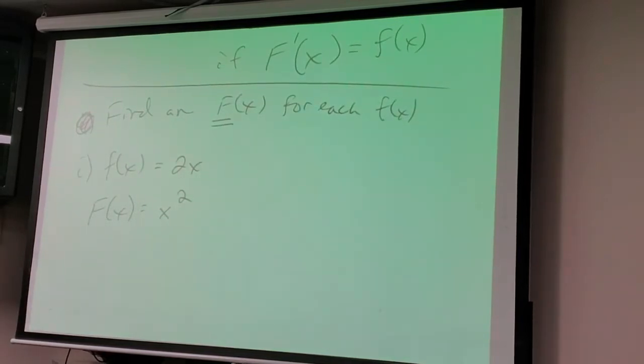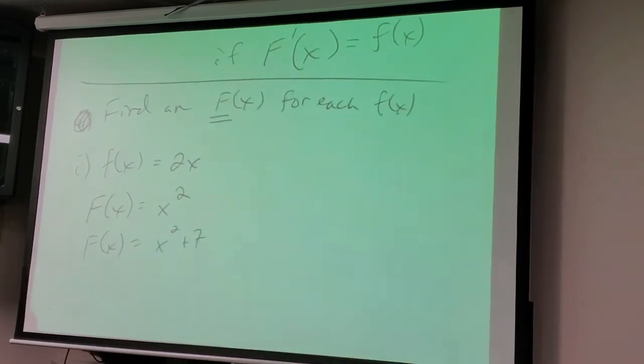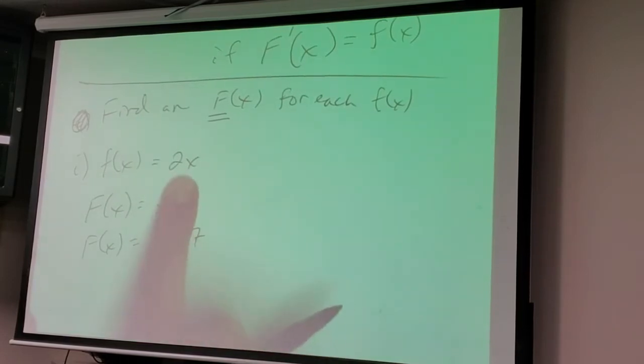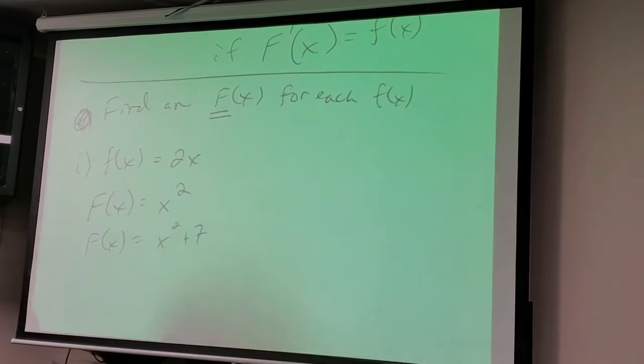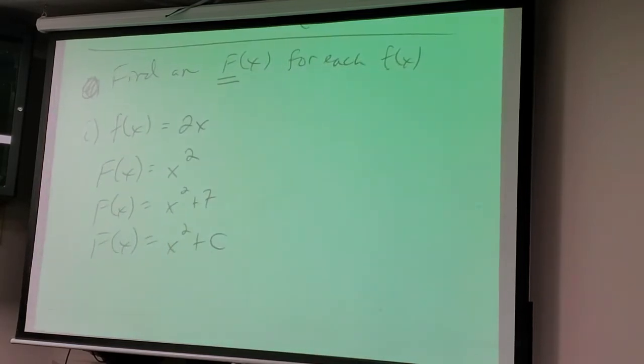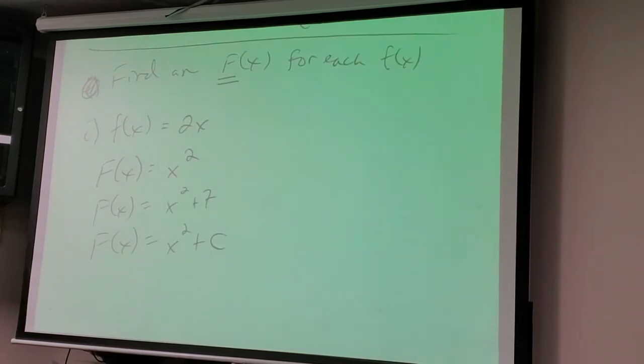Does somebody know another answer? X squared plus 7. I love it. Is everybody cool with that? Because how do you check? What's this guy's derivative? 2x. I love it. So what's the most general way to write every possible answer? X squared plus c, where c is called c because it's a constant. Right? So the better you know your derivative rules, the easier antiderivatives will be, which kind of makes sense. The better you knew your trig, the easier inverse trig was.